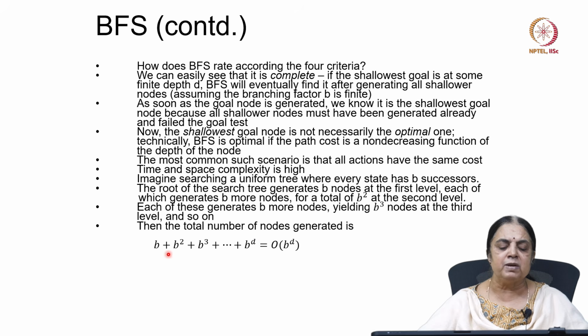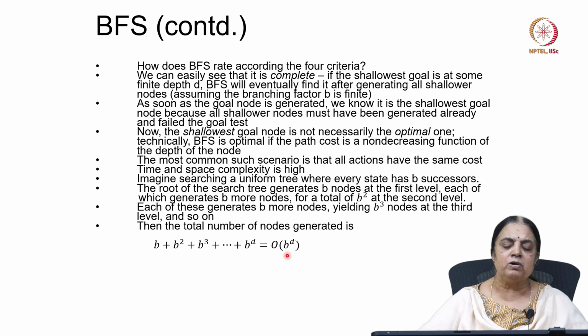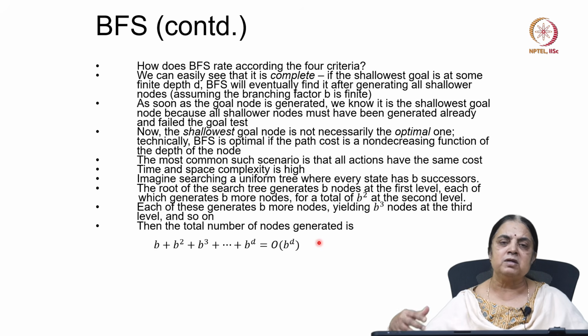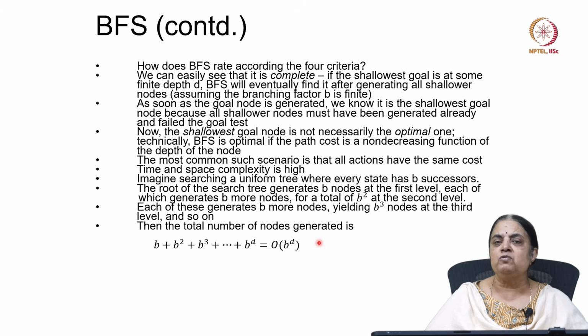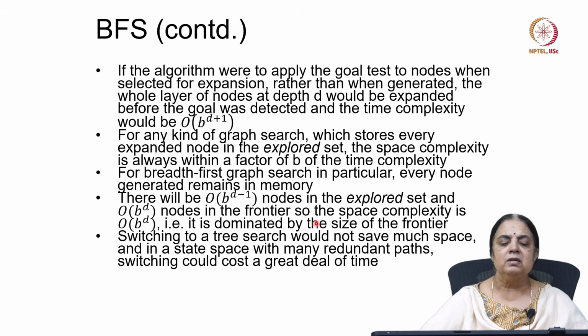You are going to get B plus B squared plus B cubed up to B to the D. So you find this is of the order of B to the D. So what you find is that it's exponential in D, right? So as the depth goes on increasing, the number of nodes increases in an exponential manner, right?